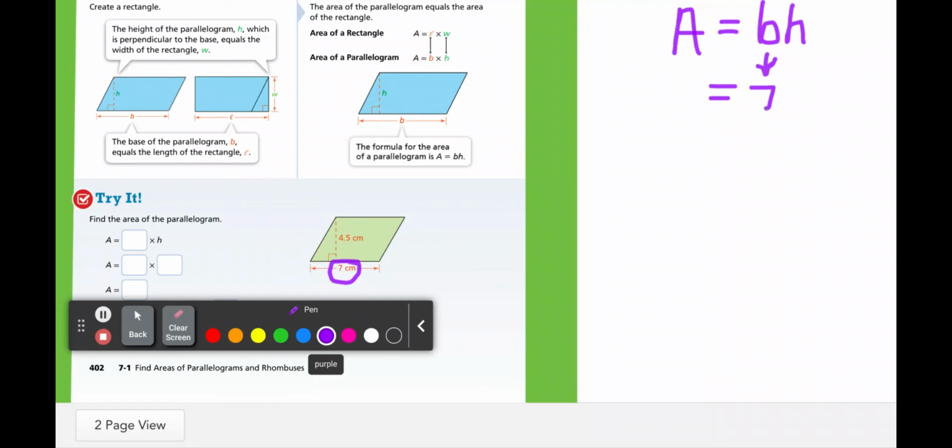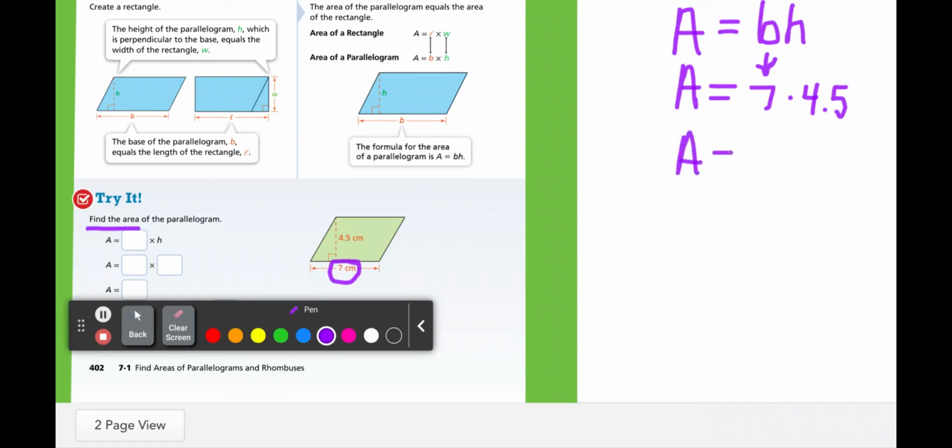4.5, do I know what 4.5 is? Is 4.5 the area or the height? 4.5 is going to be our height. So we're going to have 7 times 4.5. Make sure you know the difference between your multiplication dot and your decimal. And when I multiply that, it's going to find the area. And that makes sense because my question is saying to me, find the area.